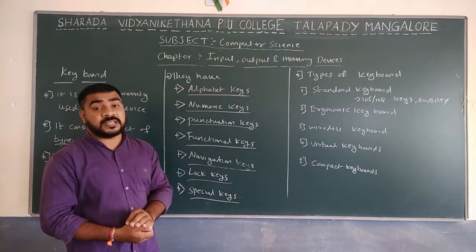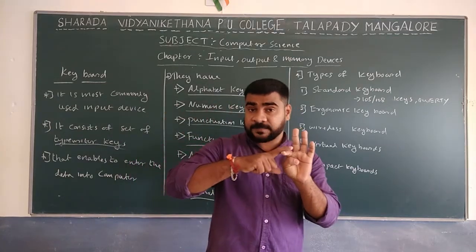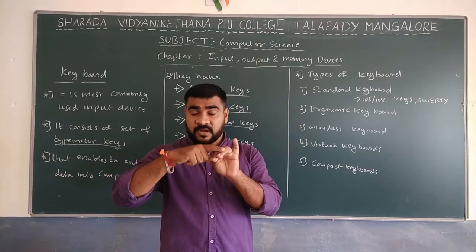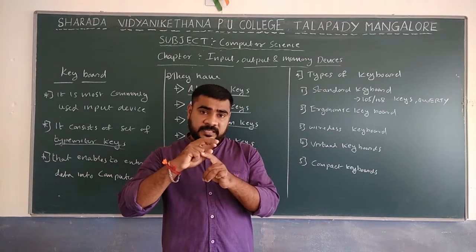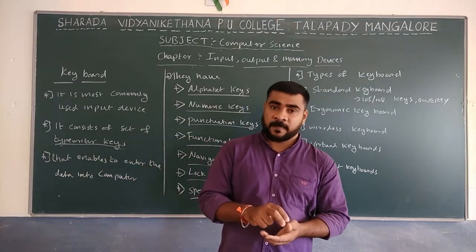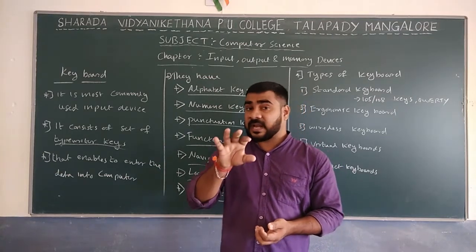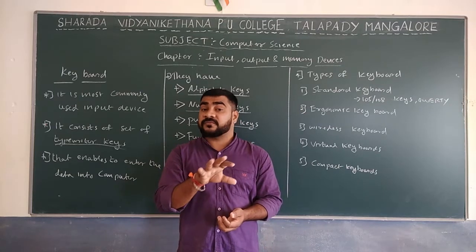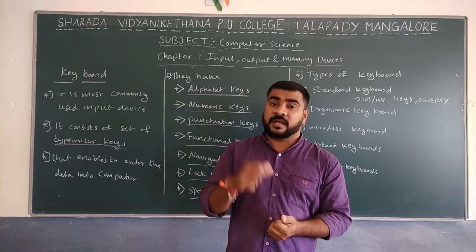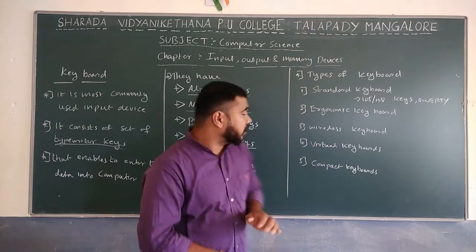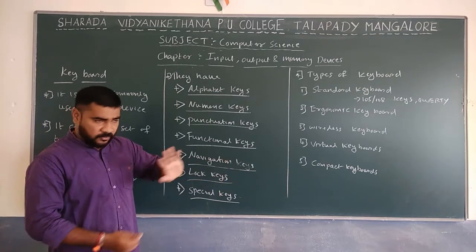Next one is special keys. There are different special keys: delete, backspace, page up, page down, insert, shift, control, alt, escape. These are the special keys, and they are used to perform different kinds of operations in a system. So these are the different types of keys available in a keyboard.